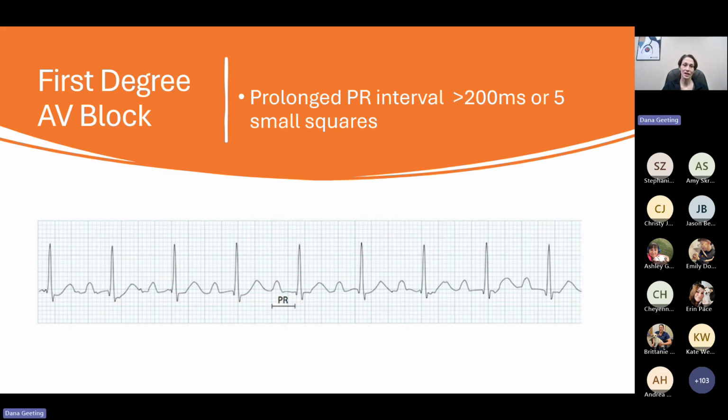Now back to the blocks. Here we see a first degree AV block. In a first degree AV block, your PR interval is going to be larger than 5 squares. So the only true way to diagnose or interpret a first degree AV block is to actually print it out and measure your PR interval, which is this little blip right there.